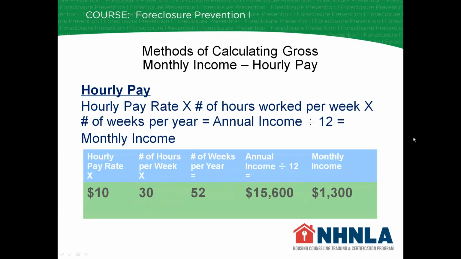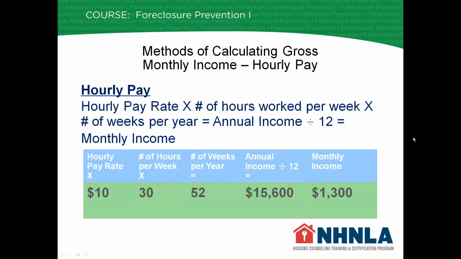Now let's look at an hourly employee. An hourly employee, you're going to take their rate, multiply it by the number of hours per week they work, and then multiply that number by 52 weeks out of the year. That'll give you the annual income. And then you divide by 12 to get their monthly income.